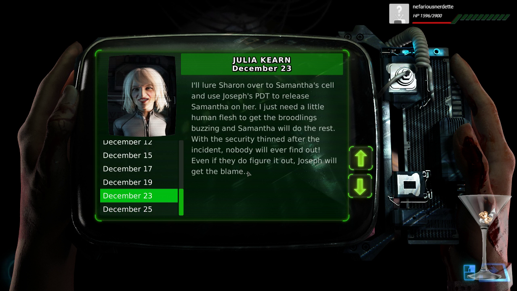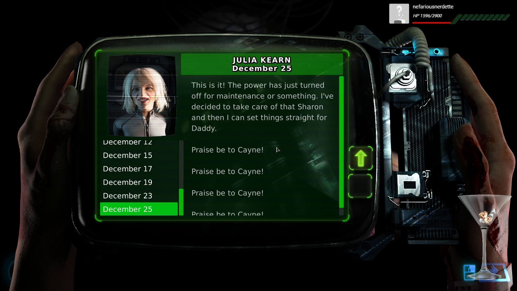December 23rd. I'll lure Sharon over to Samantha's cell and use Joseph's PDT to release Samantha on her. I just need a little human flesh to get the broodlings buzzing, and Samantha will do the rest. With the security thinned after the incident, nobody will ever find out. Even if they do figure it out, Joseph will get the blame. Alright. December 25th. Hey, it's Christmas.